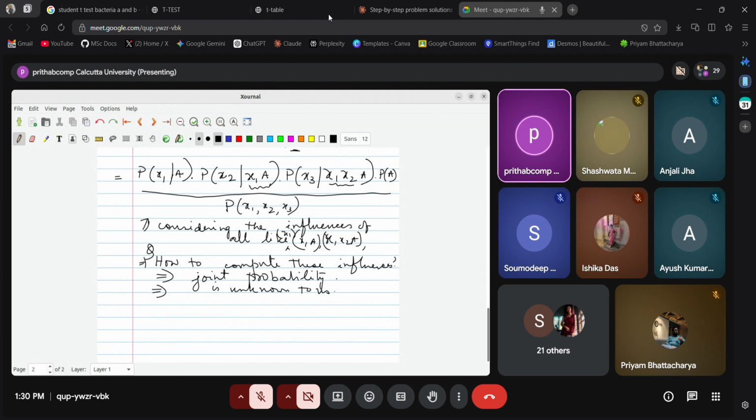So that's why what we assume in the naive Bayes classifier is that the events are independent. If you assume that events are independent, then how does that expression change?